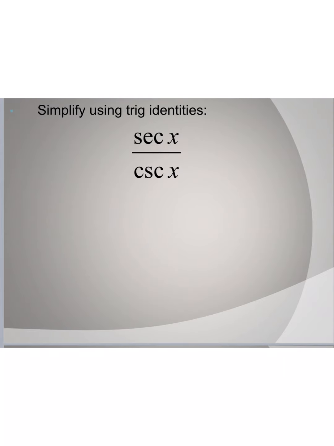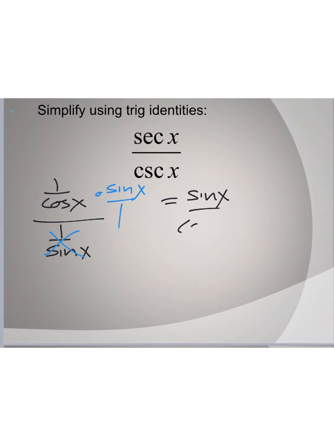Looking at our next example, one of my strategies is always to try and rewrite things in terms of sine and cosine. And in order to do that here, we're going to rewrite things using our reciprocal identities. So my secant is going to become 1 over cosine. And the cosecant is going to become 1 over sine. And now instead of dividing by 1 over sine, I'm instead going to multiply by the reciprocal, which would be sine of x over 1. And when I multiply that by 1 over cosine, we get sine of x over cosine of x. And then using my quotient identity, that's going to be the same as tangent of x.